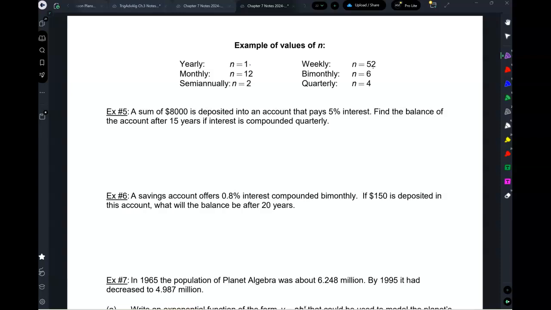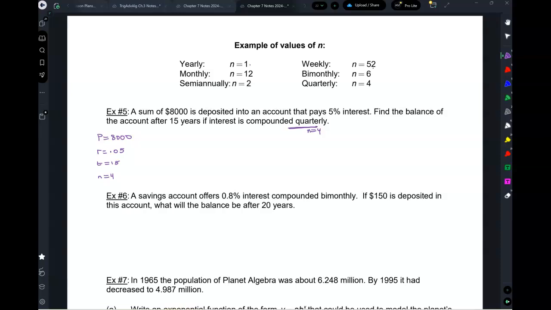A sum of $8,000 is deposited into an account that pays 5% interest. Find the balance of the account 15 years later if the interest is compounded quarterly. Okay, so what do we have right now? We have a principal of $8,000. We have an account with an interest rate of 5%, that's 0.05. We want to find the balance A. We know that the time is 15 years. And if it's compounded quarterly, we know that N is equal to 4. And we're trying to find A.